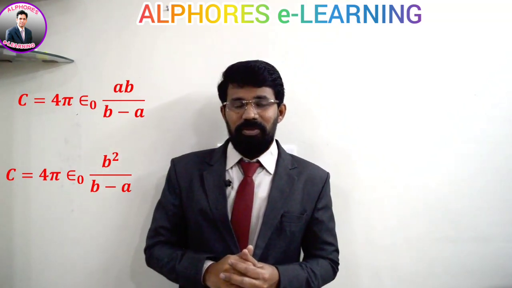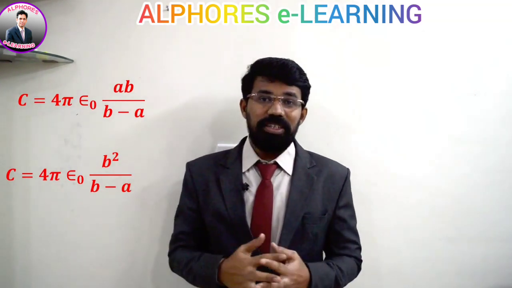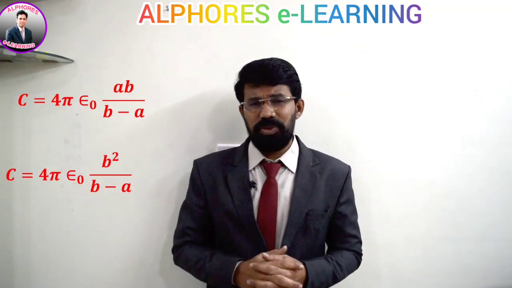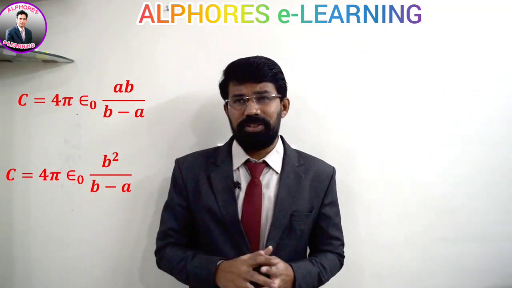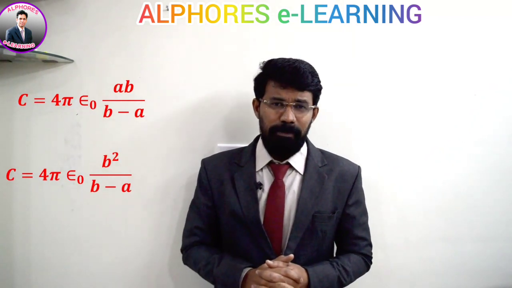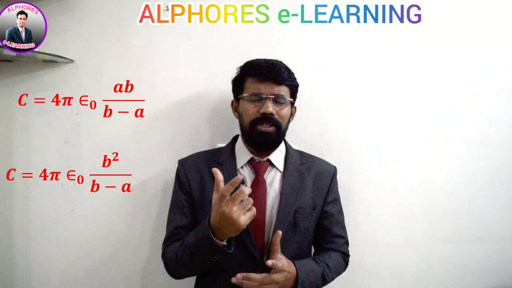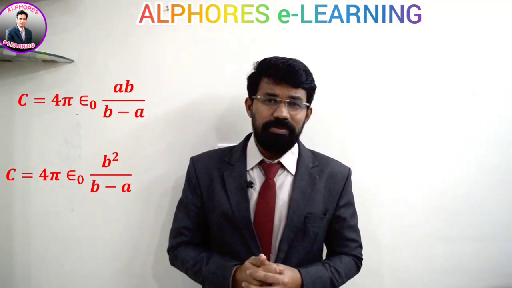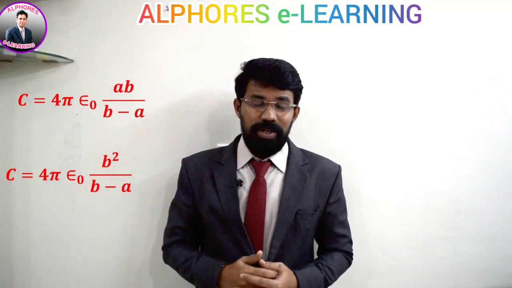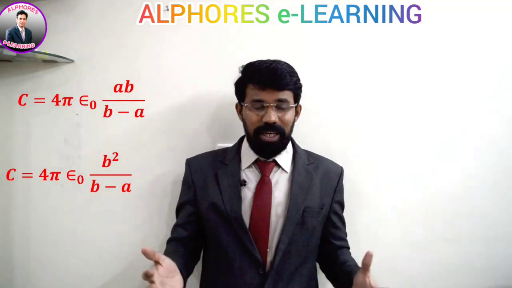Remember children, for earth, if we calculate the capacitance, it comes out to be around 711 microfarads. 711 microfarads. Micro is 10 power minus 6 order, isn't it? So it's a very, very small value. I'm talking about the capacitance of earth. In the case of the capacitance of earth, it's like a spherical capacitor.